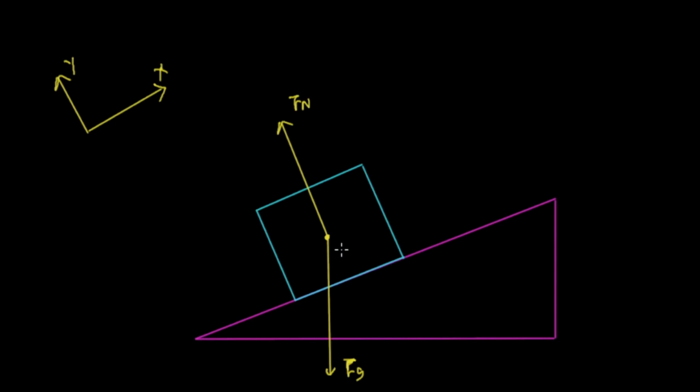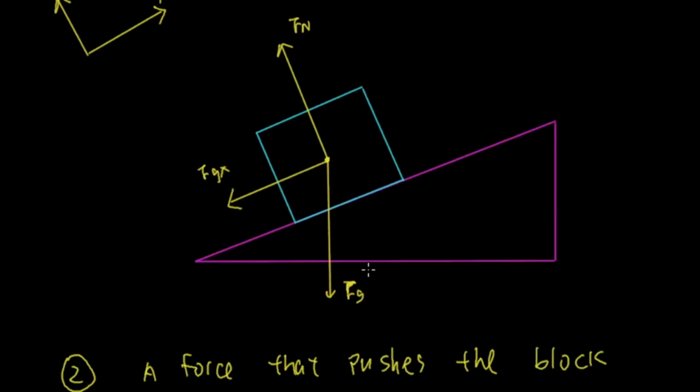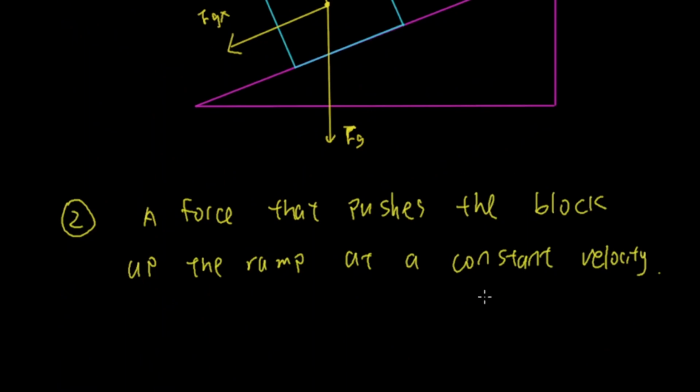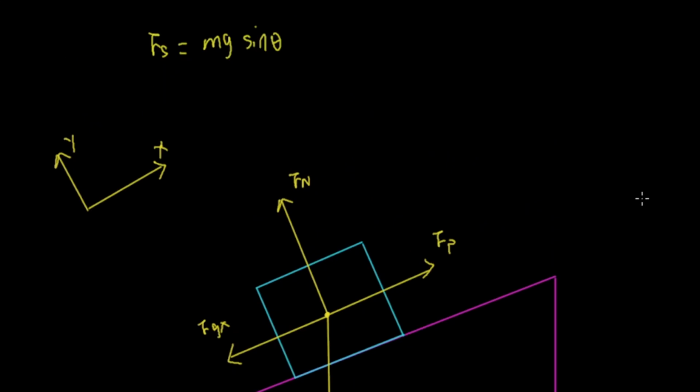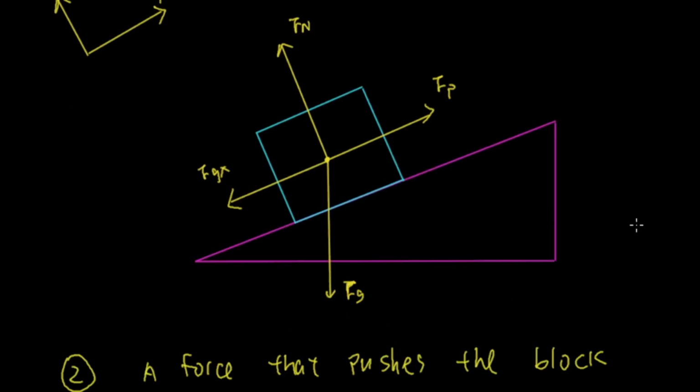F sub N. Now, of course, there's a force of gravity pulling the block downward. That's the x direction, so this is F sub Gx. Now, there's a force pushing the block up the ramp at a constant velocity. A force pushing the block up the ramp here, this way. Let's call this F sub P, where F sub P stands for push force. Okay, now again, we have to break down the force of gravity into the x and y component, like this.